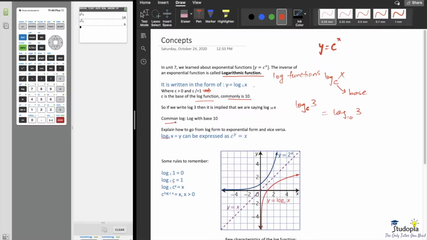So a common log is known as a log with base 10. So if I just say find the common log of 5, it just means find log of 5, which is the same thing as log 5 to the base of 10, okay?